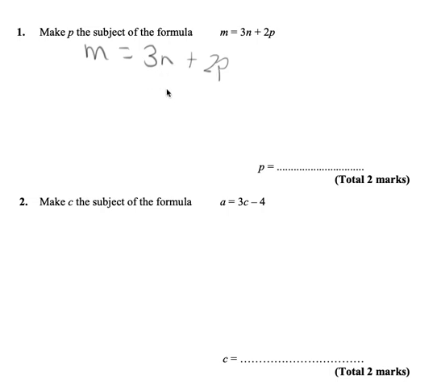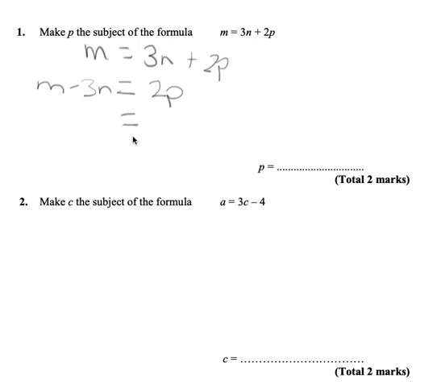That initially means that I need to get this 2p part on its own on the right hand side of the equation. So how am I going to do that? I'm going to take 3n from both sides of the equation. If I take 3n from the right hand side, it means that this 3n will disappear. And then on the left hand side, it will leave me with m minus 3n, and that will be equal to 2p.